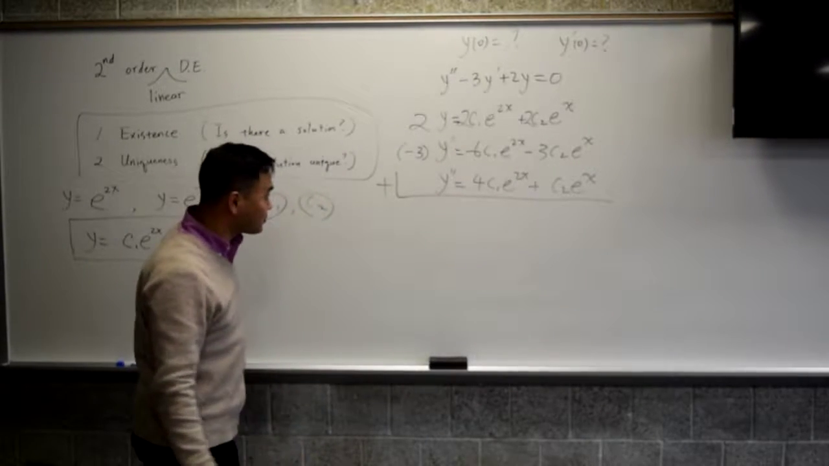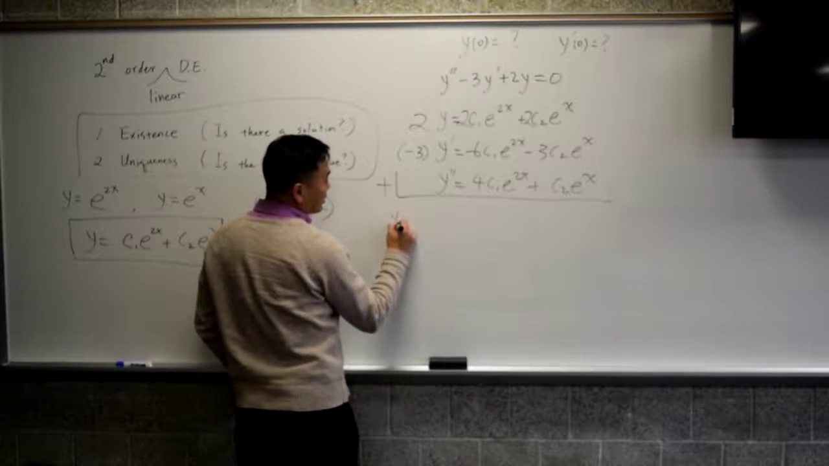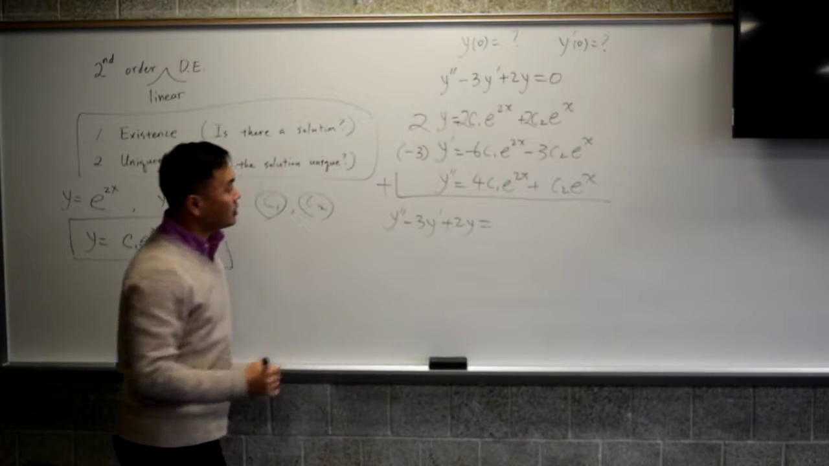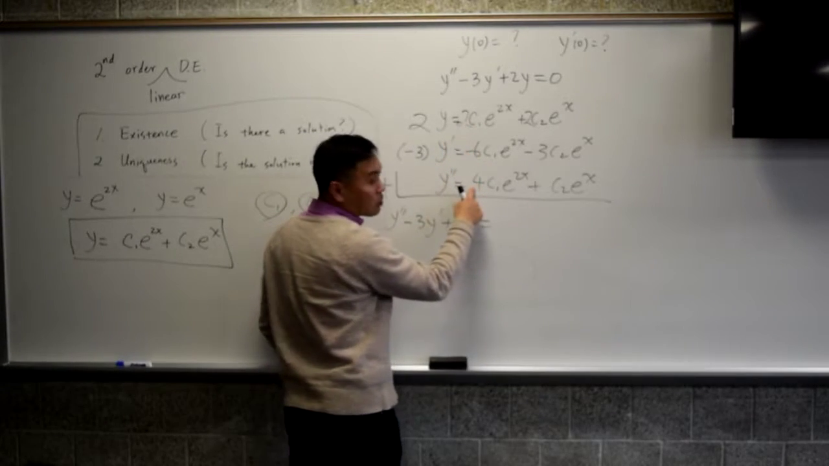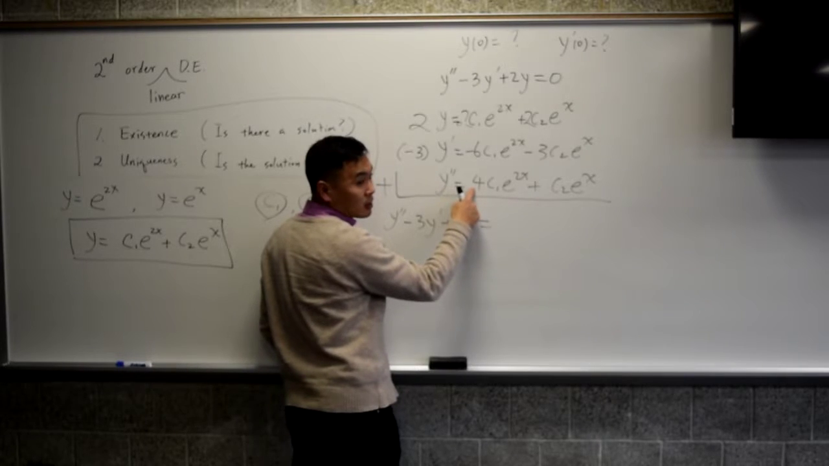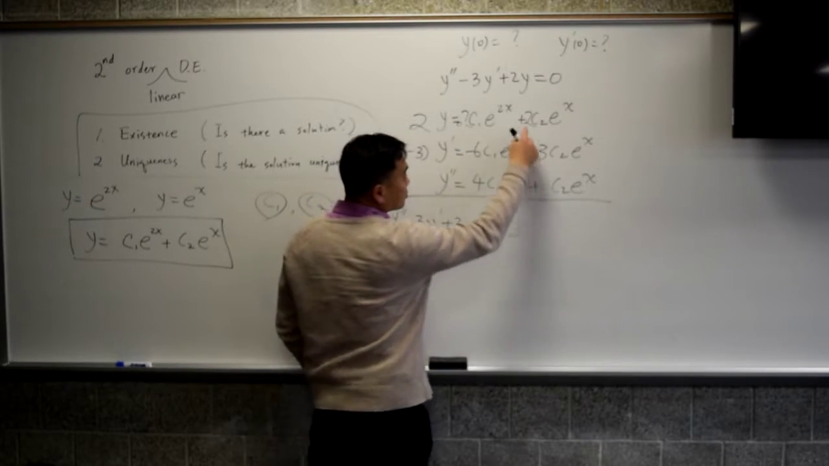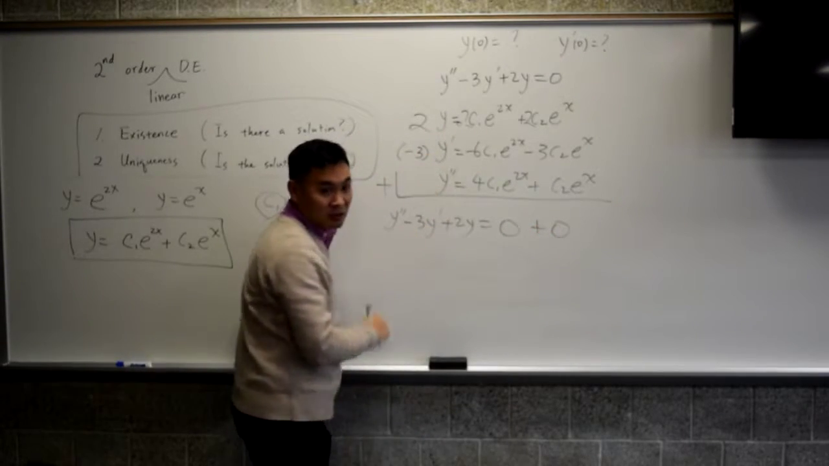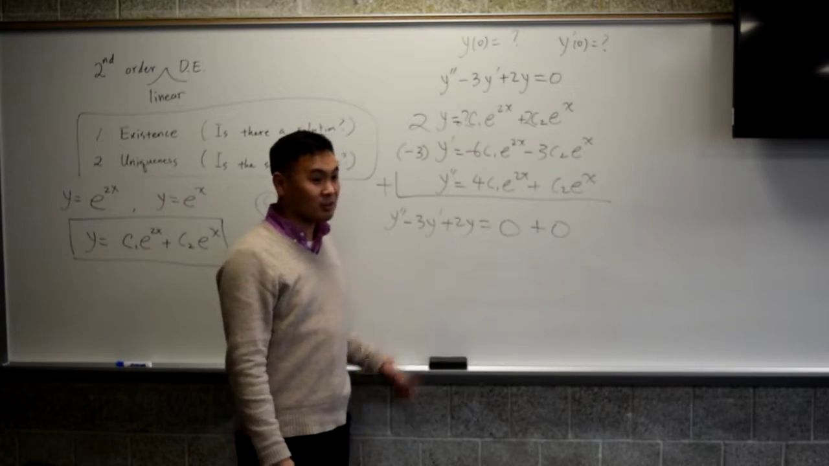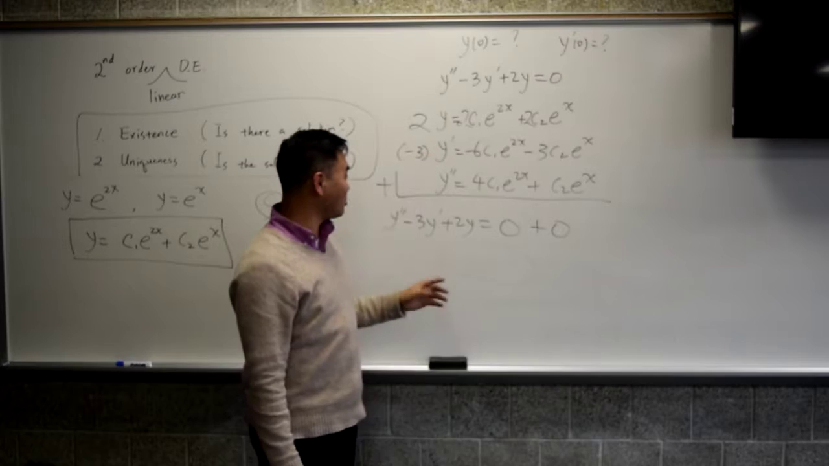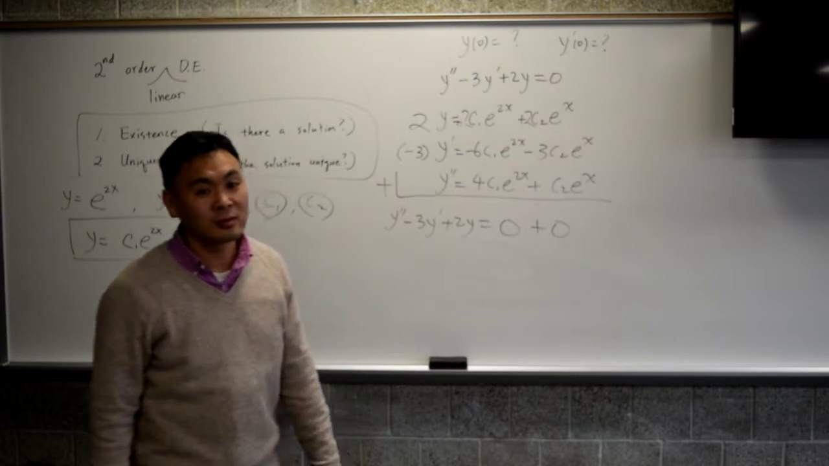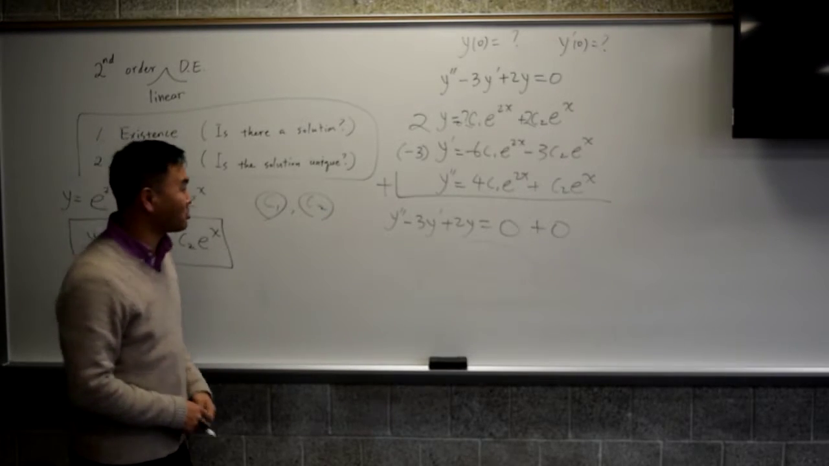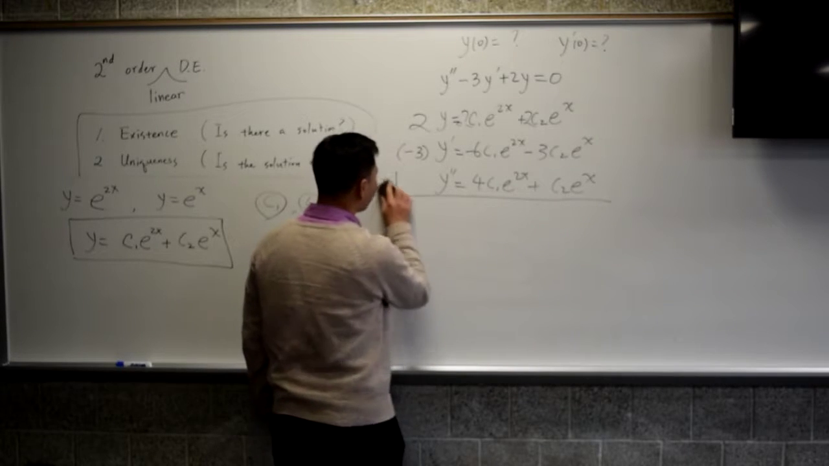Let's add. On the left side, you get y double prime minus 3y prime plus 2y. And over here, what's 2 minus 6 plus 4? 0. What's 2 minus 3 plus 1? 0. So I know that the original thing satisfies the equation. See? When I plug this into the equation, I get 0. Yes? So we did verify it's a solution.